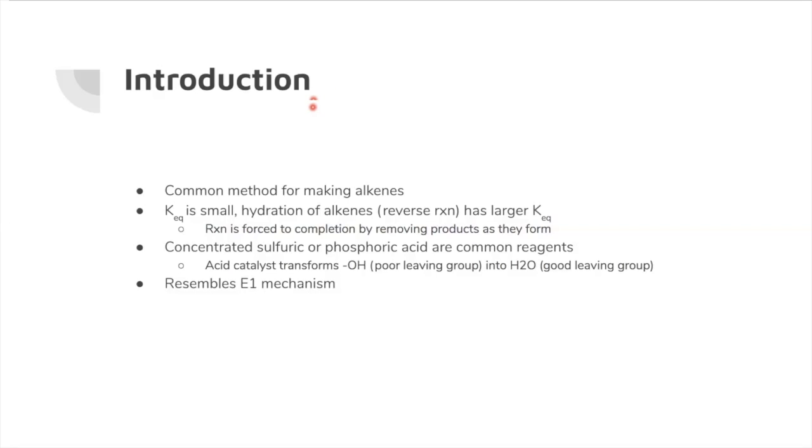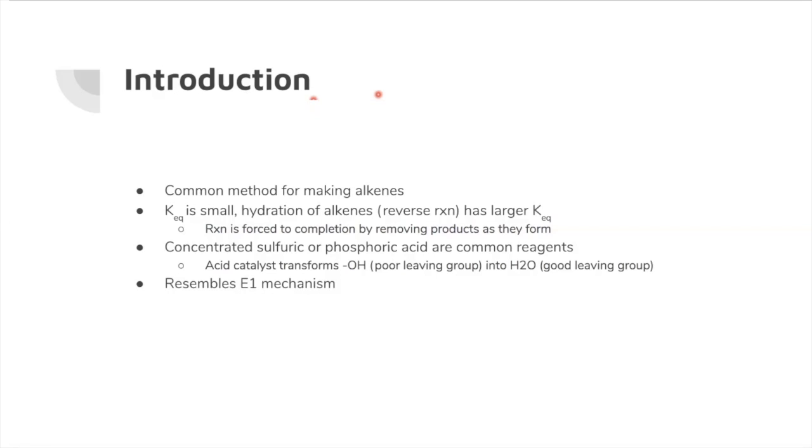Some facts about it: the equilibrium constant for this reaction is small, and the reverse reaction, the hydration of alkenes, is a much larger equilibrium constant. So to counteract this, the reaction is forced to completion by removing the products as they form. Concentrated sulfuric acid or phosphoric acid are commonly used reagents for this reaction.